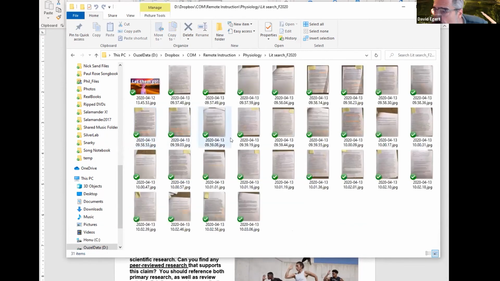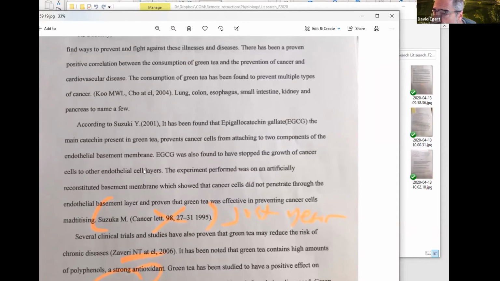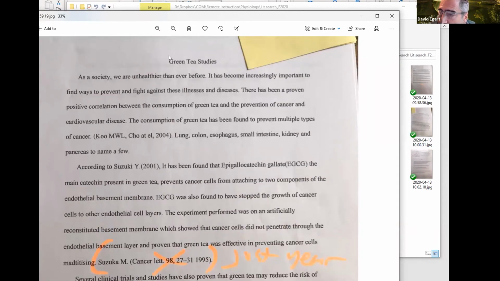Here we go. All right, like here, these are things that people were doing. This one had to do with green tea. The Harvard referencing or inline references mean that whenever you make some point that's not just common knowledge, like the consumption of green tea has been found to prevent multiple types of cancer, you have to say, according to who? What research paper says that I can go back to and see where you got that information?